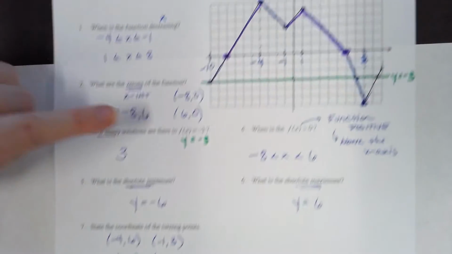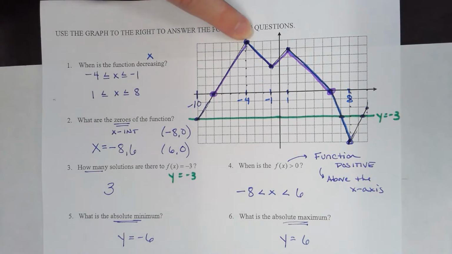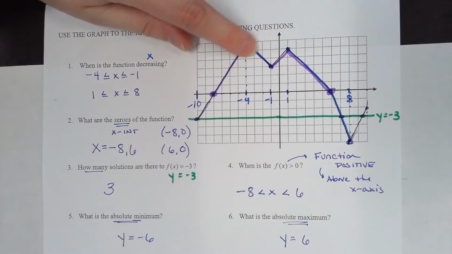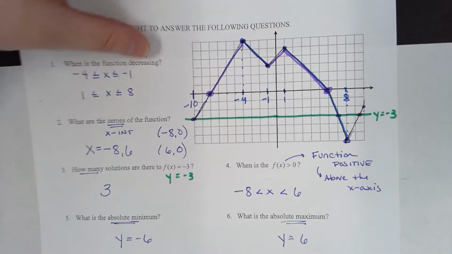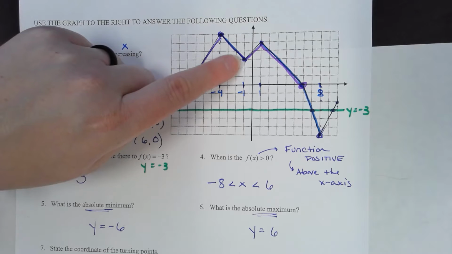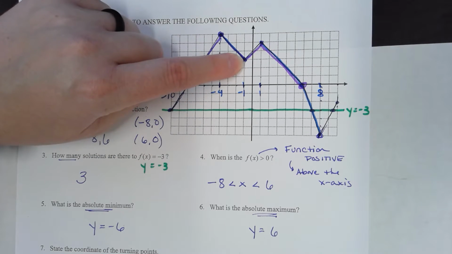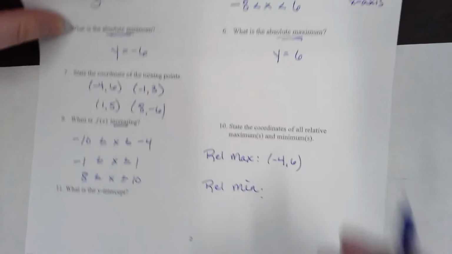Okay? So if I look at my graph, the first turning point that I have is right here. Is that a high point or a low point? That's what you want to ask yourself. Since it's a high point, I'm going to call that a max. The second turning point is right here. That is a low point on my graph, so I'm going to call that a min.